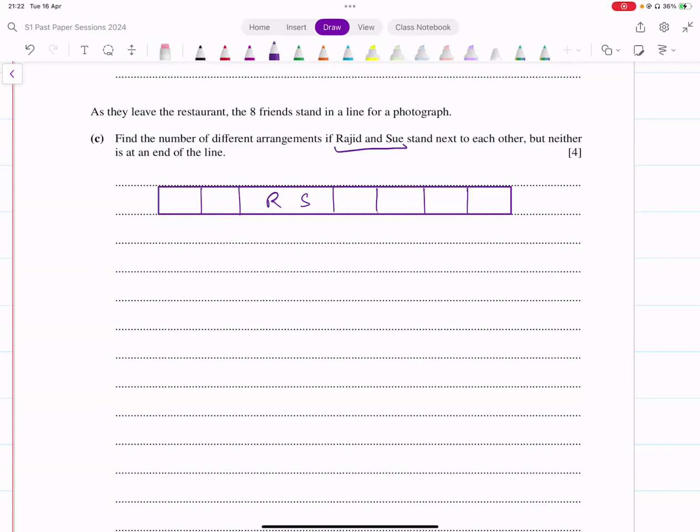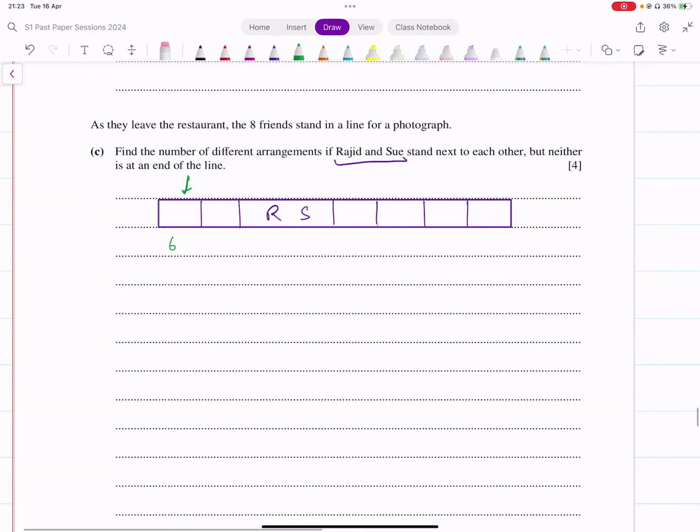For the first box, we have 8 friends in total. We have 6 options for this box, right? And then for the extreme right box, how many options do we have for that? If we had 6 options here, apart from Rajit and Sue, we have 6 other people. So for the place on the right side, we have 5 options left, right? So this is going to be 5.